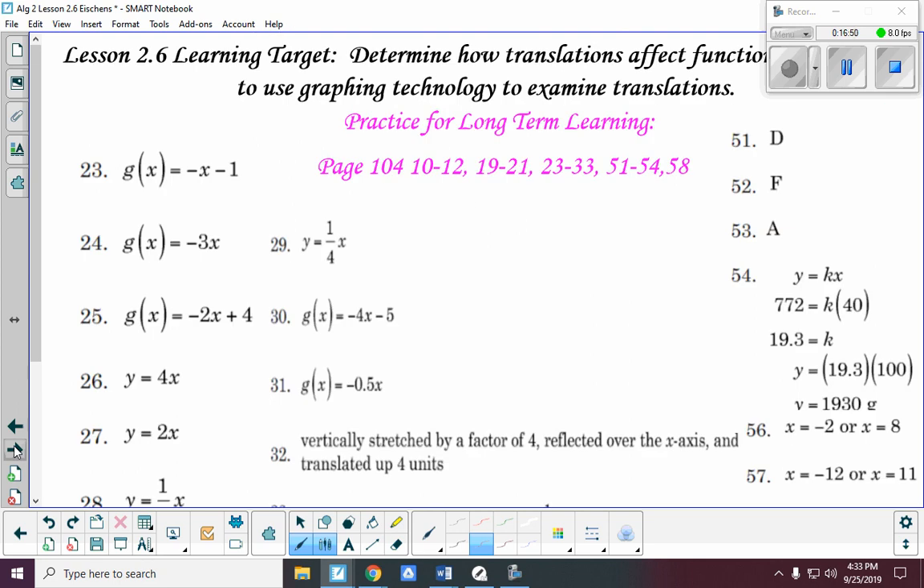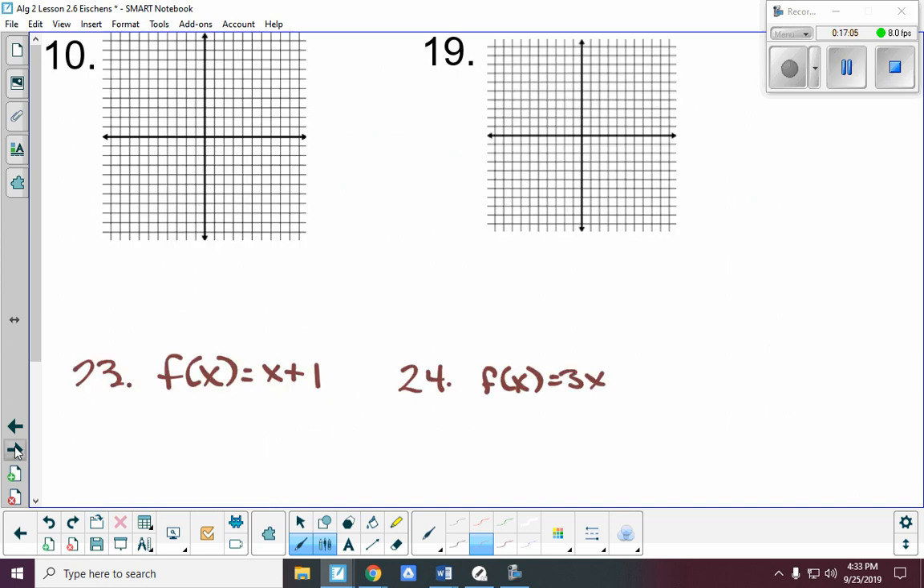All right, this is the assignment. So page 104, 10 through 12, 19 through 21, 23 through 33, 51 through 54, and 58. I'm going to work out a few of those problems out of each group just to help you get started. Number 10 says, how is each function related to y equals x? Graph the function by translating the parent function.